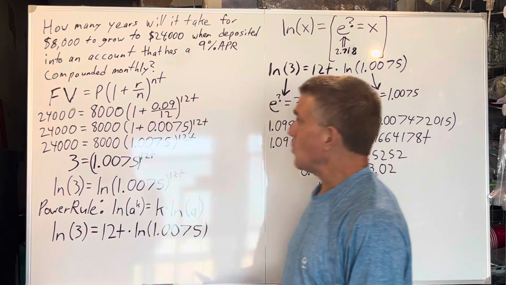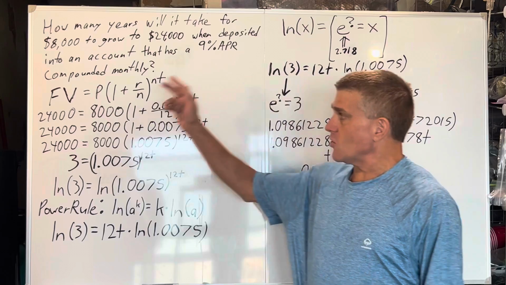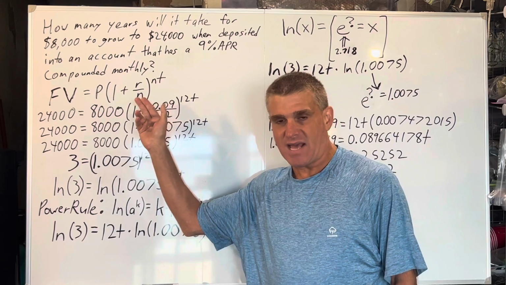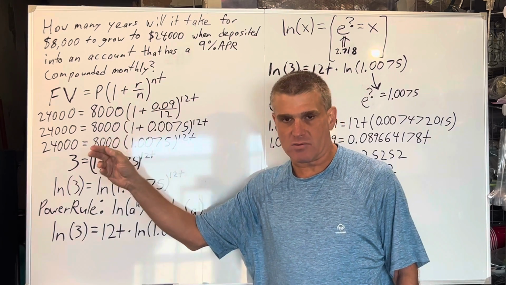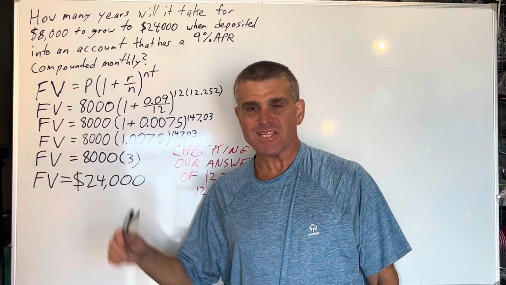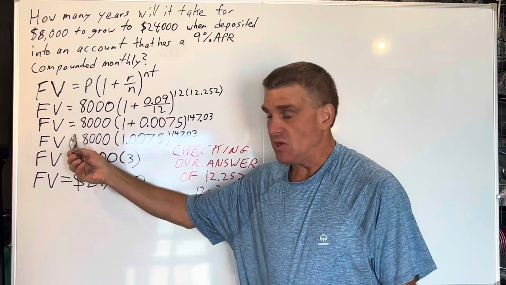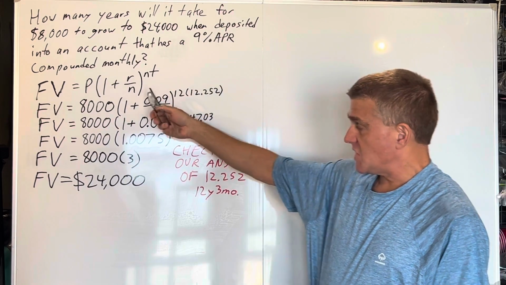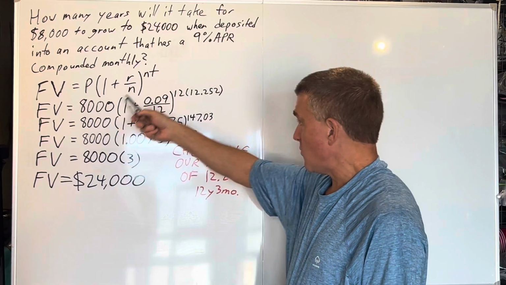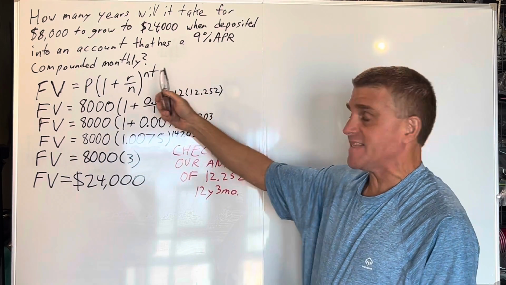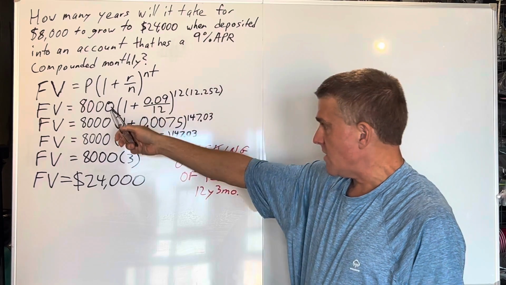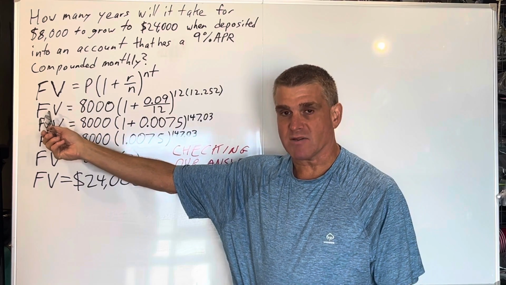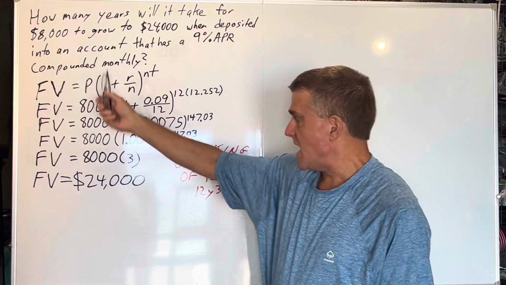So it would take 12 years and 3 months to turn $8,000 into $24,000 at a 9% annual interest rate that compounds once a month. Okay, now let's check our work. In order to check the work, we're going to plug in 12.252 into the future value equation where t is, because that's the answer we got, and that's the answer we're checking. Everything else stays the same, except the future value, which we know is 24,000. We're just going to leave that as the unknown and solve the equation.